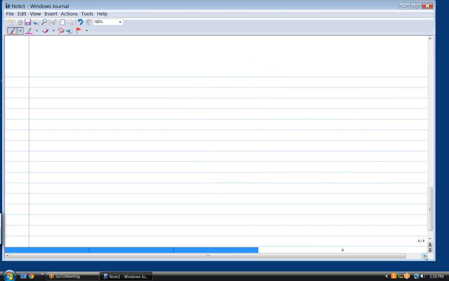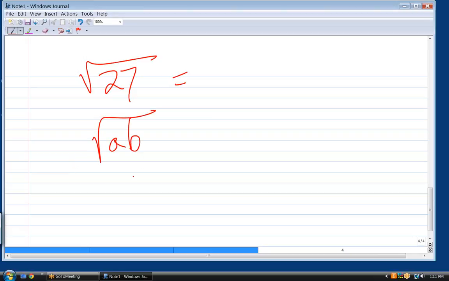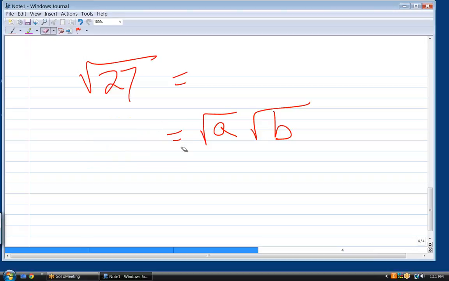Alright, let's do some simplifications. Simplify this if it can be simplified. Remember, to simplify it, we need to factor it. In other words, what I'm looking at is the square root of some A times some B. So I'm going to factor it into the first factor times the second factor, like that. Well, what two numbers multiply to 27 where one of them is a perfect square number?